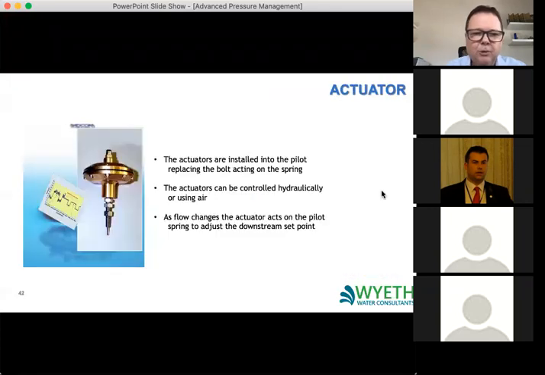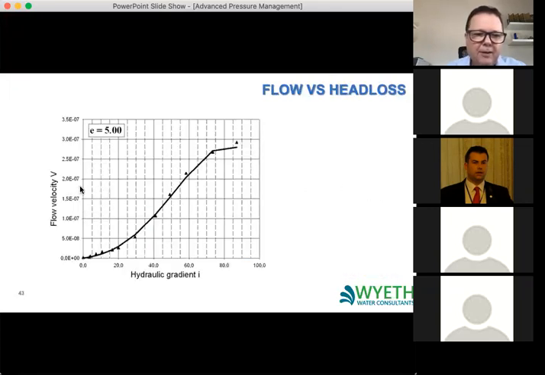And as flow changes on the graph, they would then adjust the downstream pressure so that you would get a better pressure down at the end of the DMA. Now, with these devices, you tend to manually develop the graph and then you put it into the devices and then you leave it and forget.